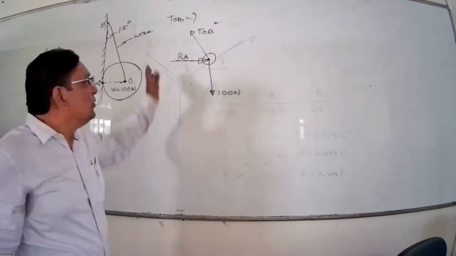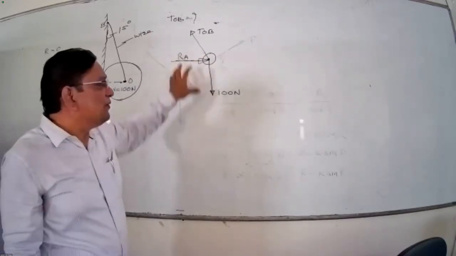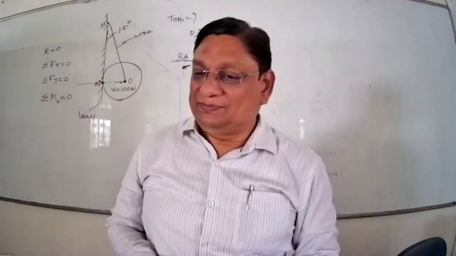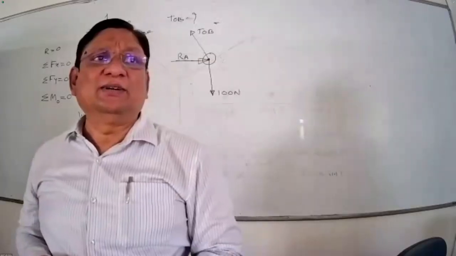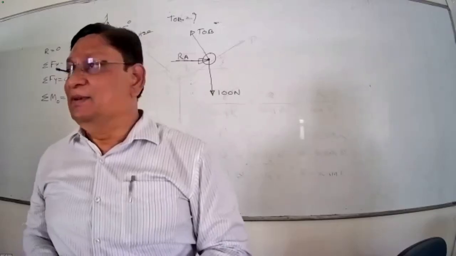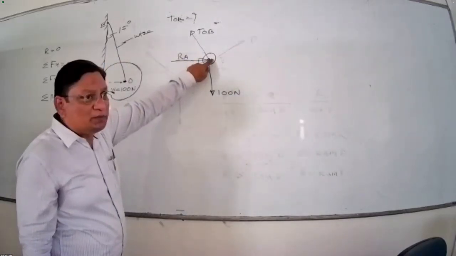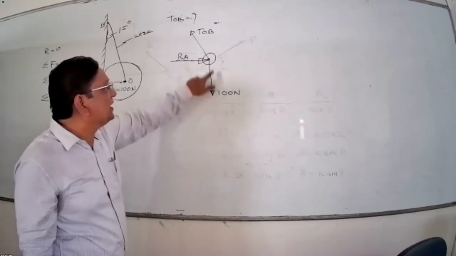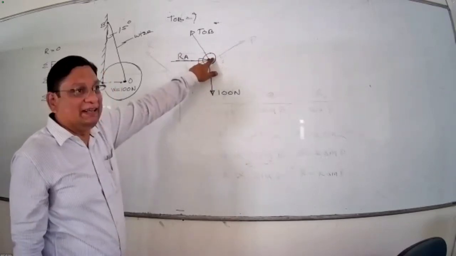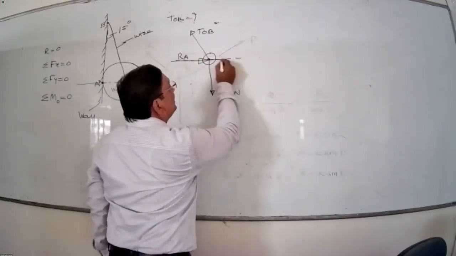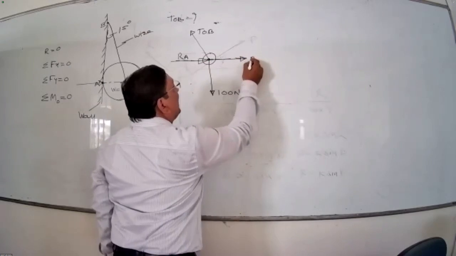Now here I can apply Lami's theorem. Why can I apply Lami's theorem here? What is the requirement of Lami's theorem? In Lami's theorem, three forces must be there, a three-force system, and the forces must be concurrent. Yes, TOB is passing through the center of the cylinder. RA as well as the weight are all passing through the cylinder here. So what I will do here, this RA I will shift here by the principle of transmissibility. RA I can show like this.